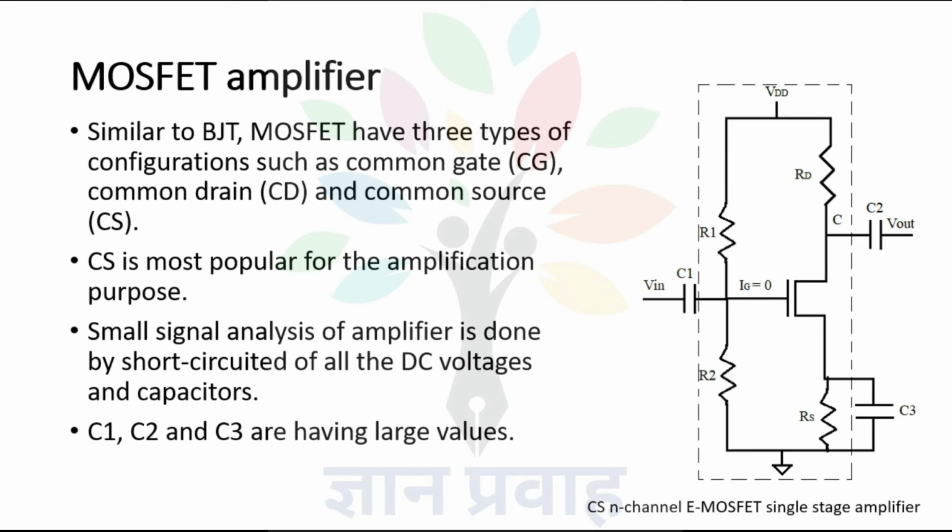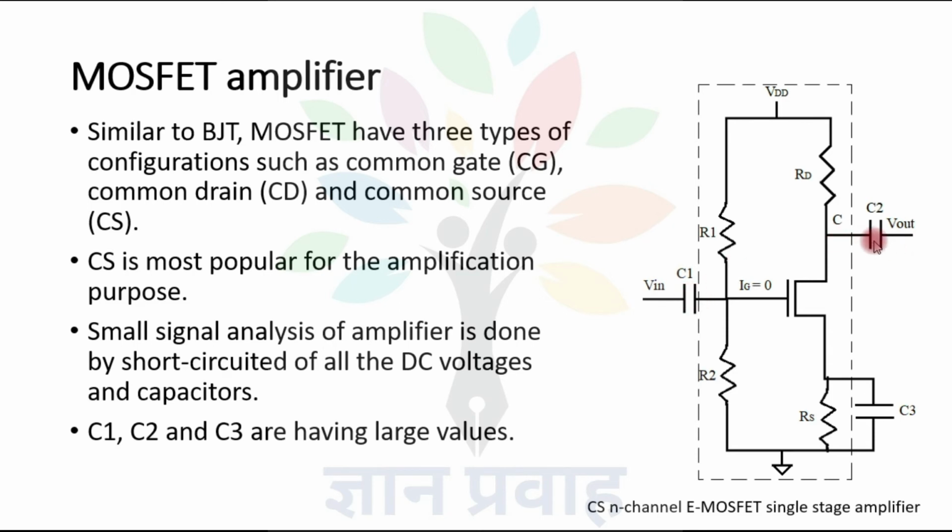So here we are discussing the MOSFET amplifier, and the schematic of the MOSFET amplifier is given here. That is a common source, N-channel enhancement type MOSFET, and this is a single stage amplifier because one stage is shown here. If there are two stages, it will be a two stage amplifier; if three stages, a three stage amplifier. The circuit inside the dotted box is a voltage divider circuit, used for fixing the Q point. Here we are using an AC input signal, and taking an AC output signal.